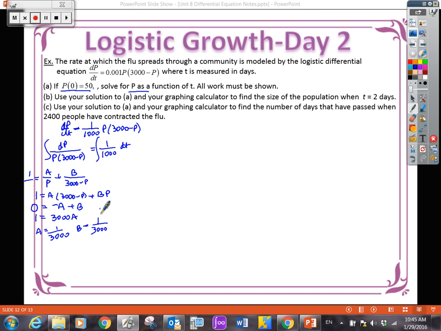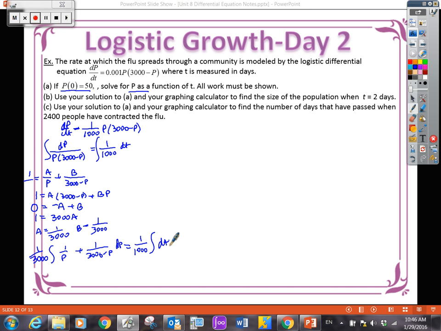So that's really a constant, and instead of putting it on each of the fractions with the a and the b, I just pull it outside of the integral so that it's a little bit easier to work with. I'm going to just do that down here: 1 over 3,000 integral, and so I have 1 over p plus 1 over 3,000 minus p dp equals 1 over 1,000 integral dt.